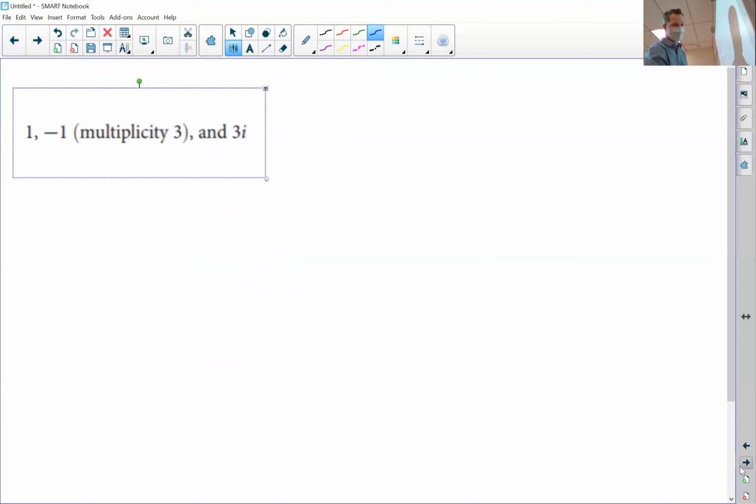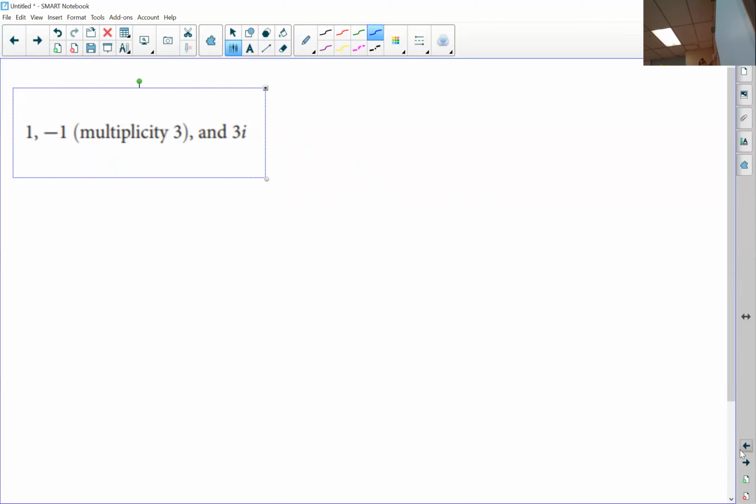Let's try another one. Like this one. Multiplicity. There's a new word. We talked about multiplicity. What does that mean? I think it means it's multiple. You're in the right ballpark, yeah.